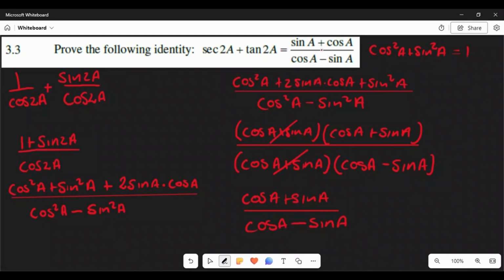I hope you guys can see that, and I hope this was not as difficult as it seemed. What you needed to know was the double angle identities and the reciprocals or the inverses of the trigonometric ratios, and from there you just substitute and do the basics when it comes to math.